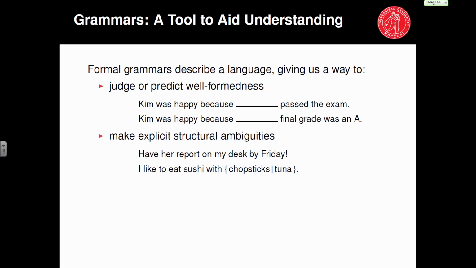So in this case, report is an object. It's the thing she has written. So there are obviously two readings here. Are there others, maybe?